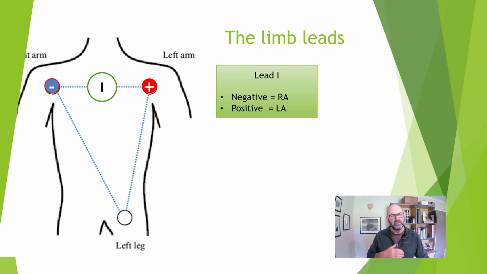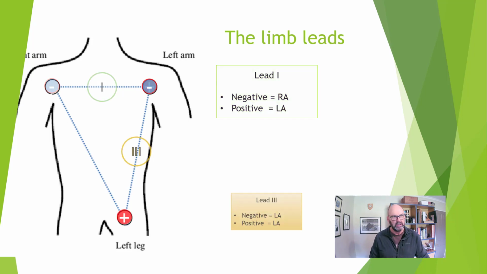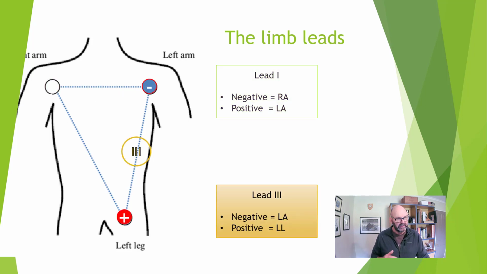Lead 1 looks across the base of the heart. The positive electrode is placed on the left arm, so any signal travelling towards that electrode is going to show as a positive deflection. Lead 3 has a view down the left side of the heart, and in this case the positive electrode is placed on the left leg.